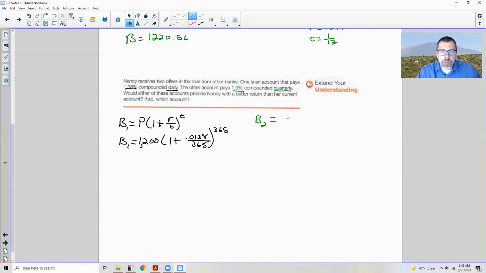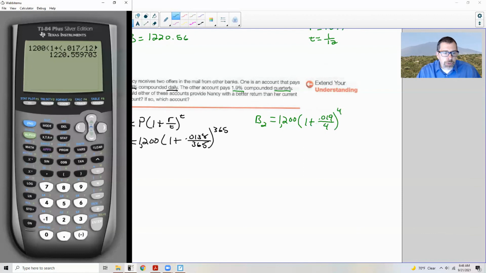B sub 2 equals our principal. And I've already written that here, so let's just do 1,200 times 1 plus, and this rate is 0.019. And this is compounded quarterly, so that's going to be 4, and that's going to be 4. All right, so now let's calculate these. So I'm going to put 1,200 parentheses 1 plus parentheses 0.0138 divided by 365 to the power of 365. Enter, and I got 1,216.67.